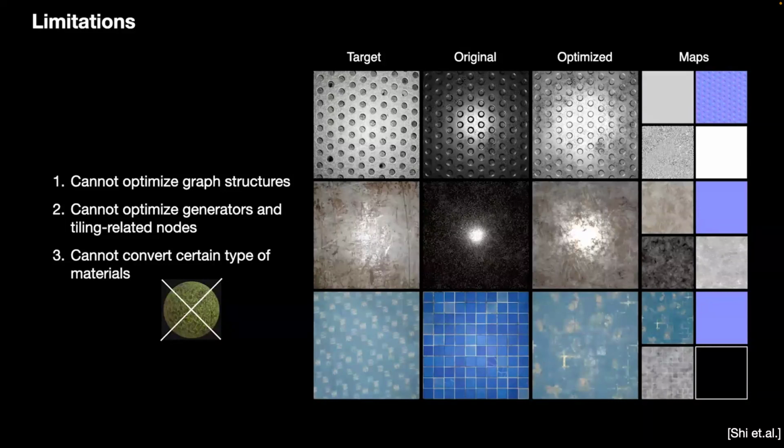So if the template doesn't have all the expressiveness for your material, then you need to create a special one, right? And also you cannot optimize the generator nodes entirely. So you have the different types of noises and patterns, but it doesn't optimize that. That's fixed. And some materials cannot be converted. And so here we see some examples of not failures, but the limitations. So we have here the target, and here we have the original, and the optimized result doesn't resemble the original. And so these are some things that we cannot do.